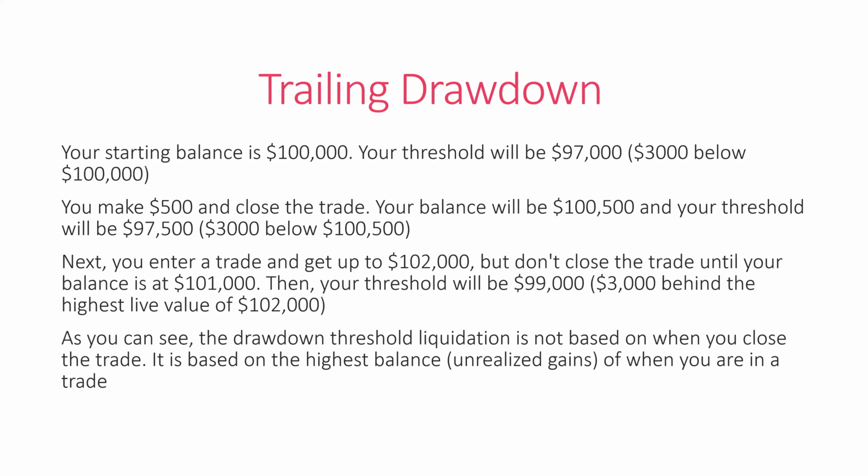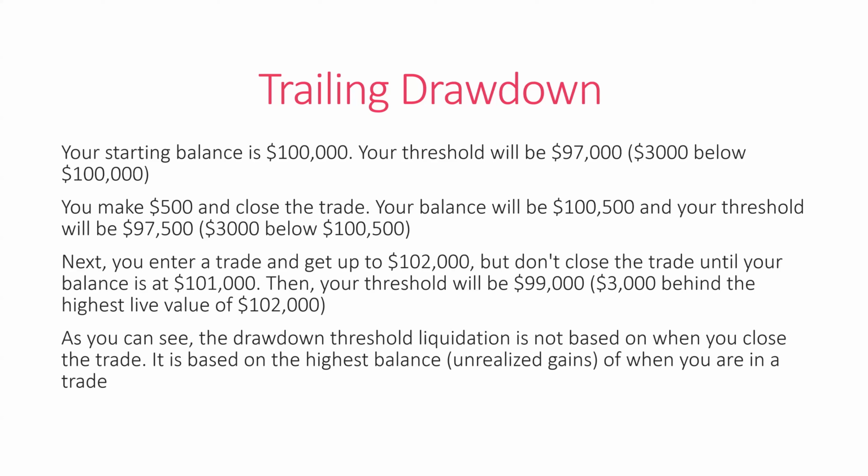You next enter a trade and get up to 102,000, so you've made 2,000 so far. Now your threshold has slid up to 99,000. Again, that $3,000 window on this specific account slides with you, and that continues to go up. Now, there are some prop firms that will slide all the way up, like Apex does, up to profit. There are others that will slide up only to your entry.